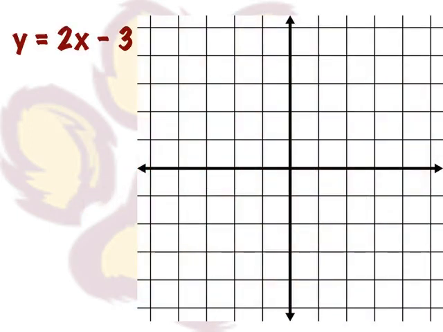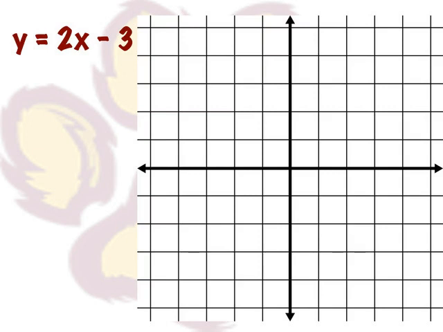So to start with, we have a graph. As I said before, the horizontal axis, the dark bold line through the middle going left to right, that is the x-axis. The vertical line, the bold dark line going up and down, is the y-axis.